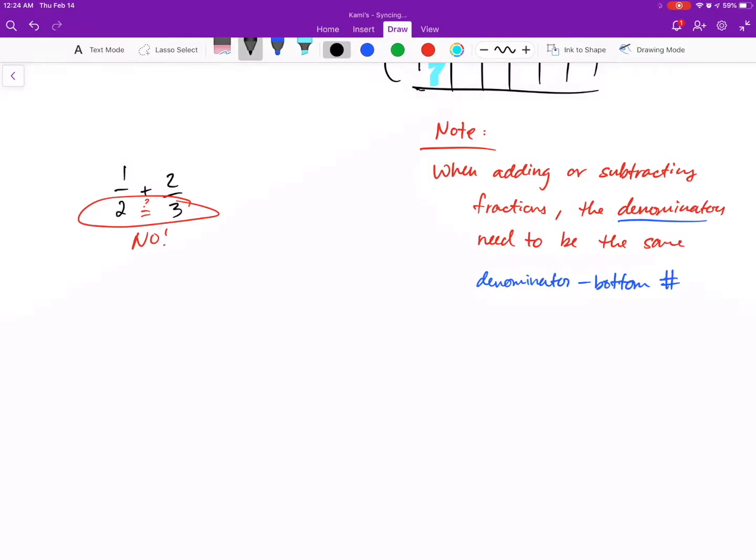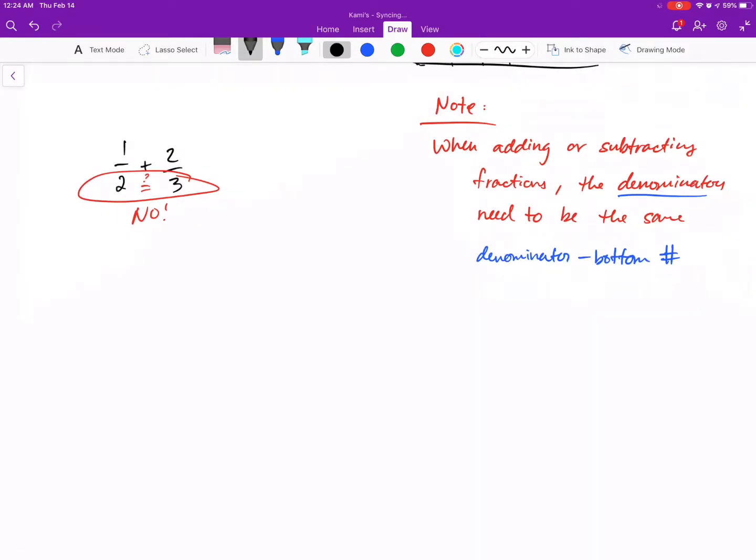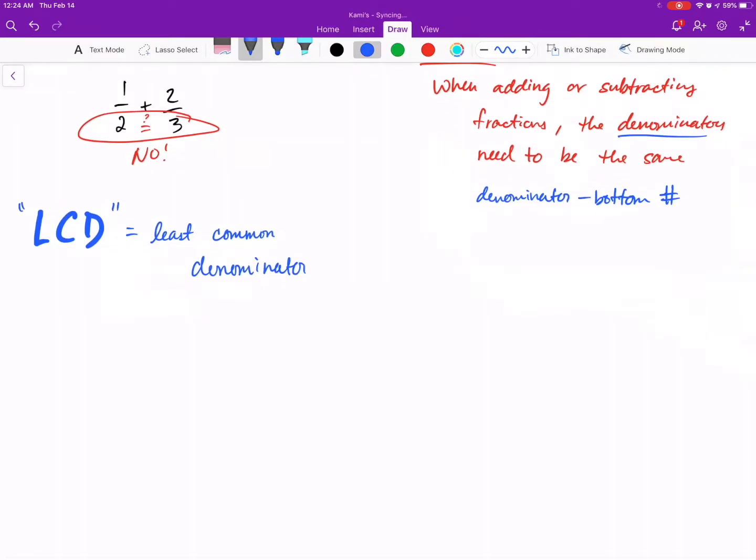So we need to make them the same. How should we do that? We need to find what is called, it's going to be a blue term, the least common denominator, or we call it LCD. Your teacher might refer to it as that, but this stands for least common denominator. Alrighty. So the least common denominator is actually the least common multiple.